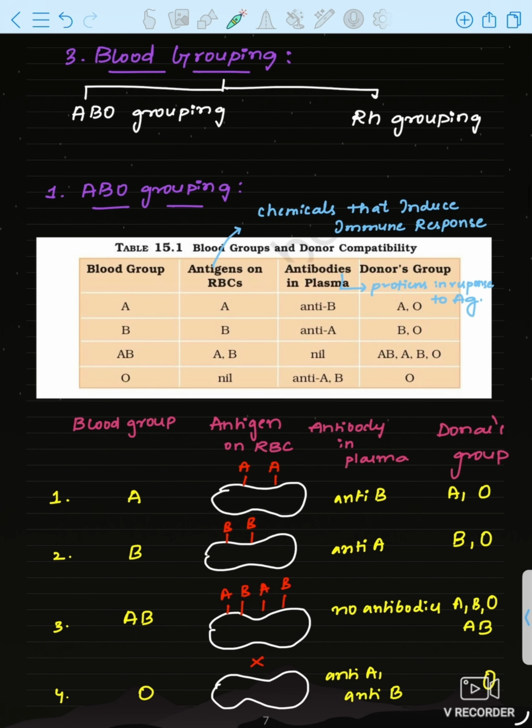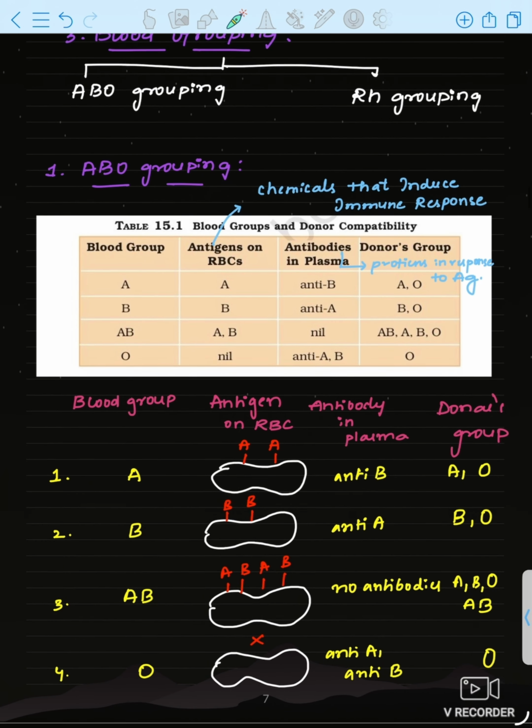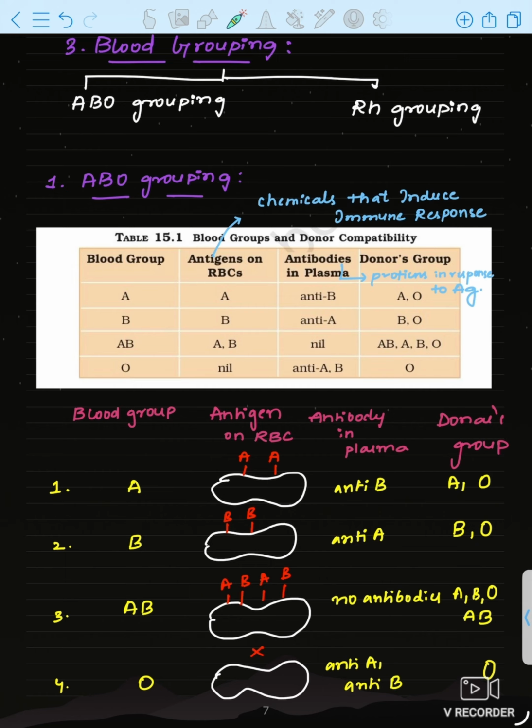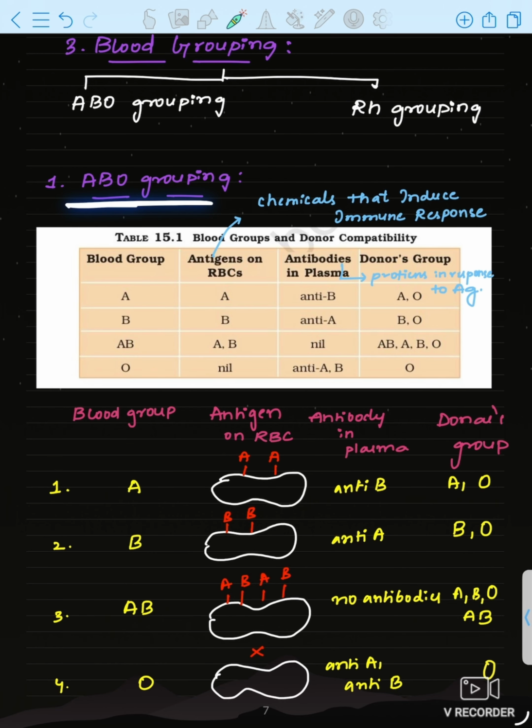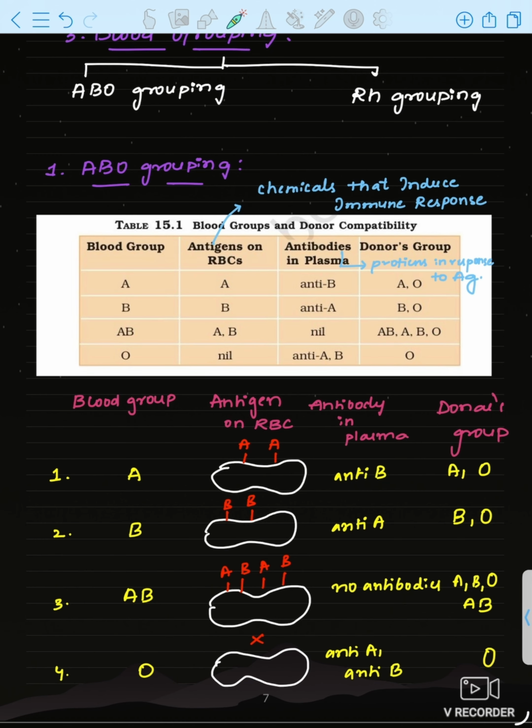Now let us move further into blood grouping. There are two types of blood grouping, ABO blood grouping and Rh blood grouping. First, let us discuss ABO blood grouping. Mostly we do both blood groupings just to prevent complications during blood transfusion.